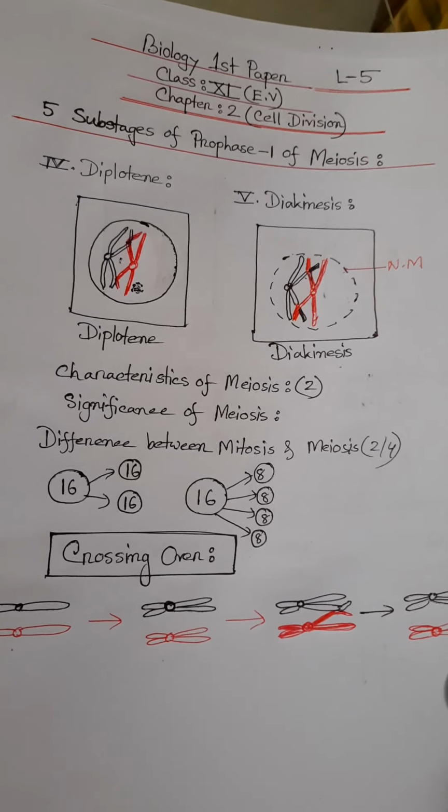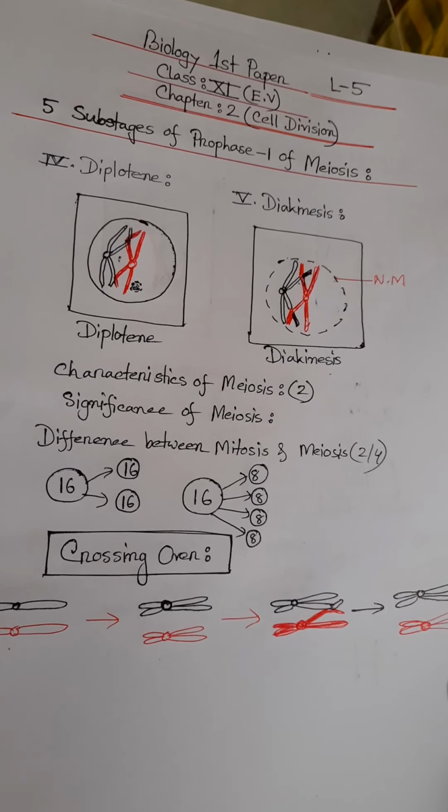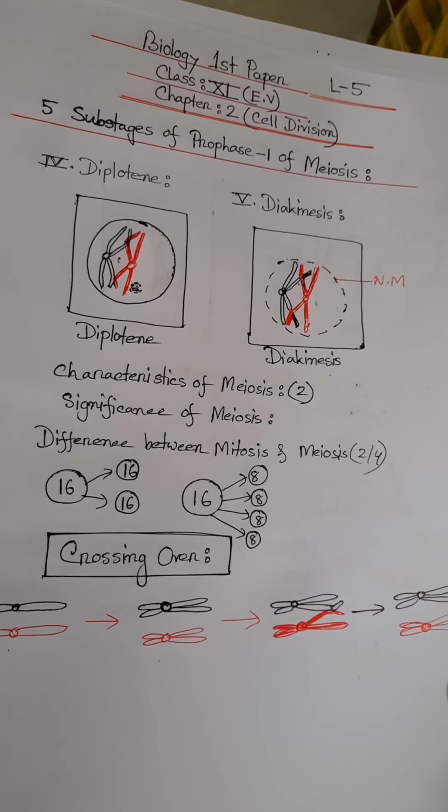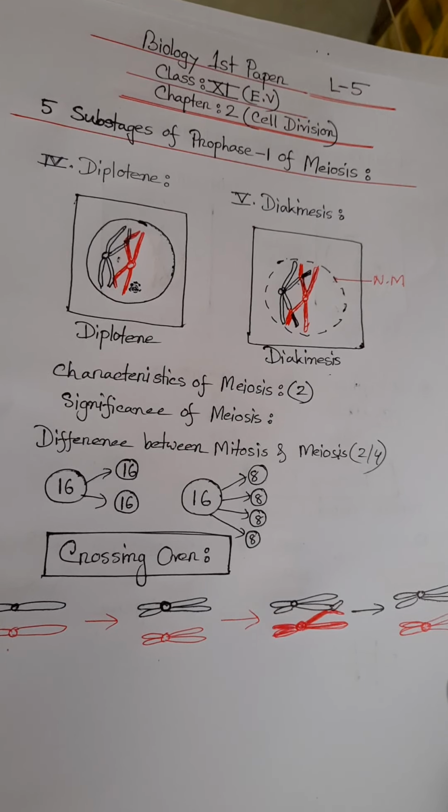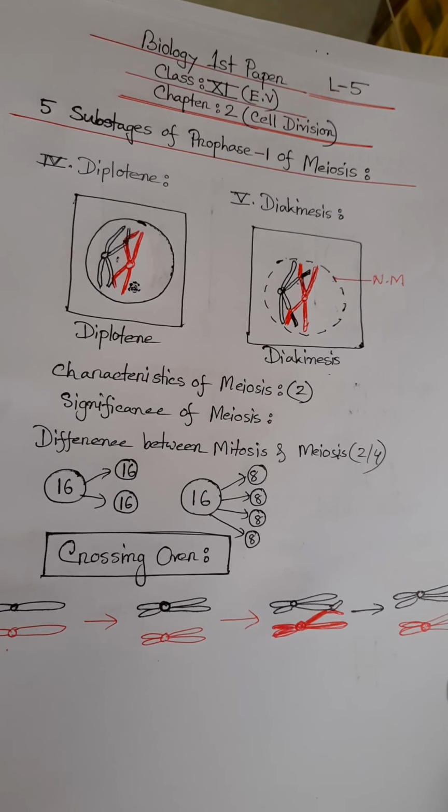This is very important: what is crossing over, the mechanism of crossing over, and the significance of crossing over. Definition, mechanism and significance: you can learn these 3 terms for crossing over. Significance: crossing over is the main reason for variation within the same species, and in evolution, crossing over plays a great role.